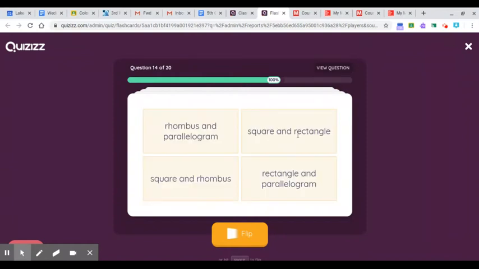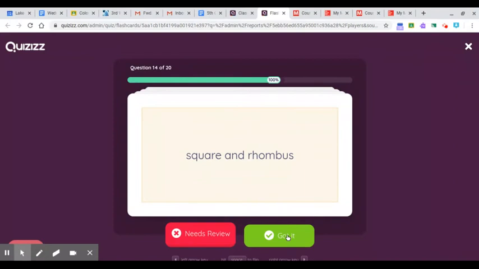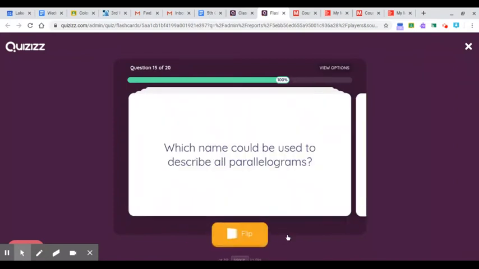So a rectangle, that doesn't fit. So we can get rid of both of these. So we have a square and a rhombus. Well, a rhombus always has congruent sides and so does a square. But a parallelogram, that could be totally different. The top and bottom could be way shorter than the sides. So I say square and rhombus. Okay, look at us getting smarter every minute.